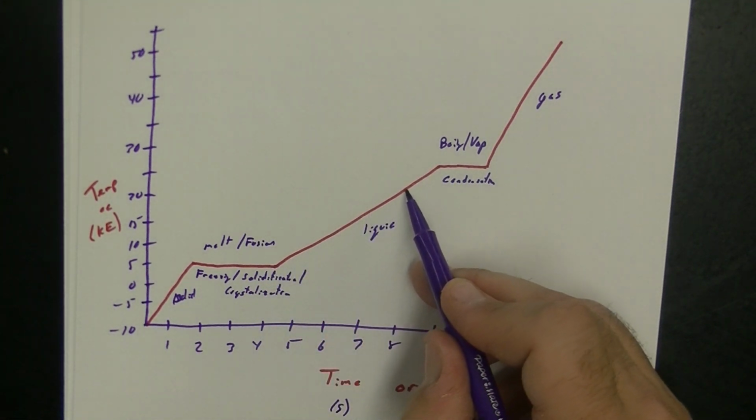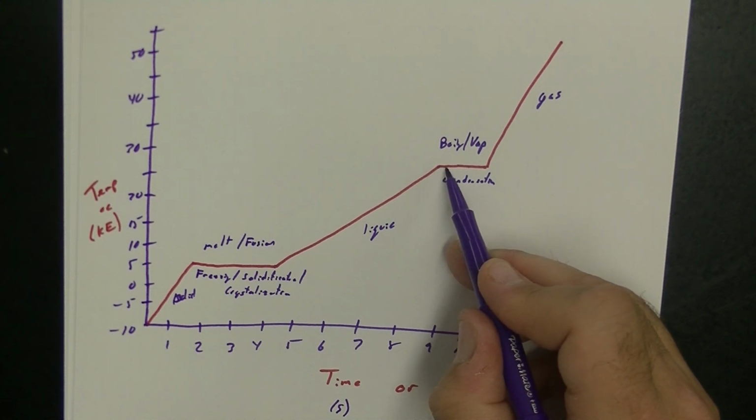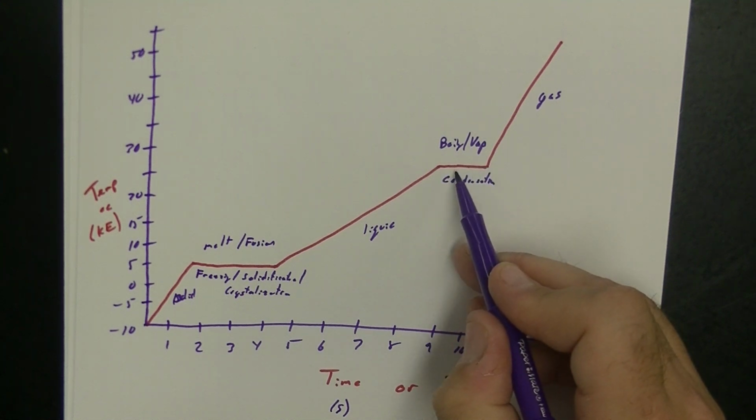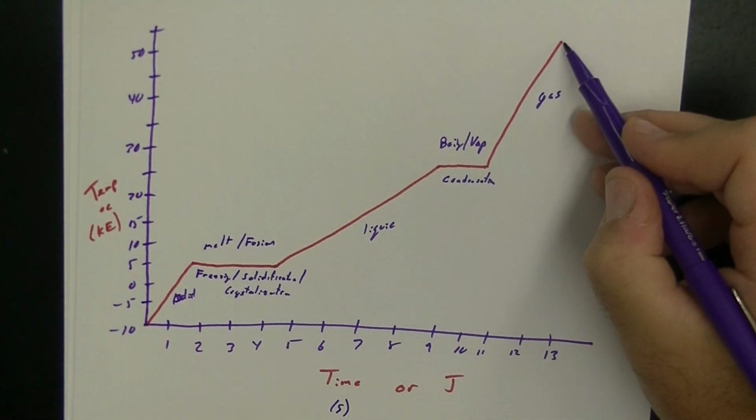and the particles vibrate and rotate. Once we reach this point, we've reached the boiling point, the particles start to translate. And again, temperature stays the same that whole time that we're boiling water off, or boiling any substance off, excuse me. Once it's all a gas, the temperature can increase again.